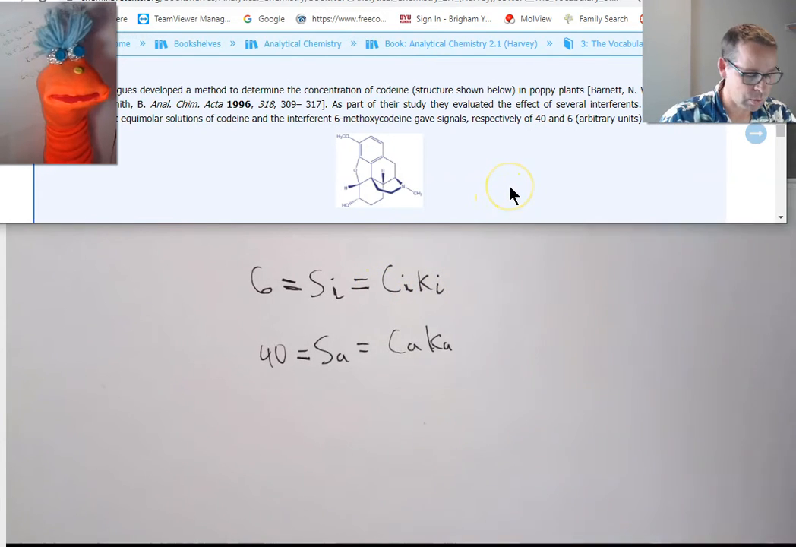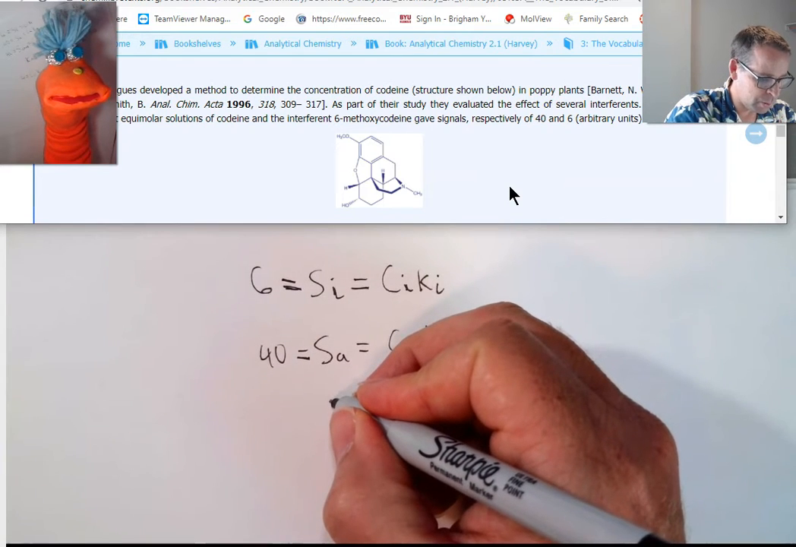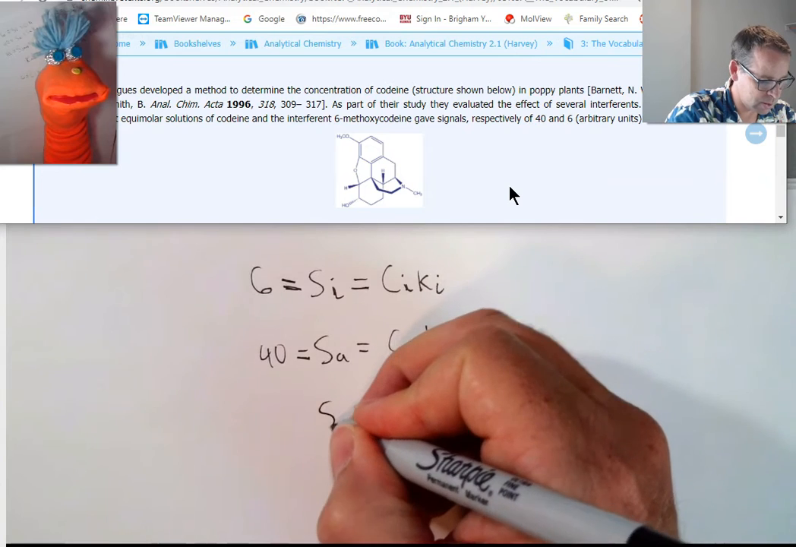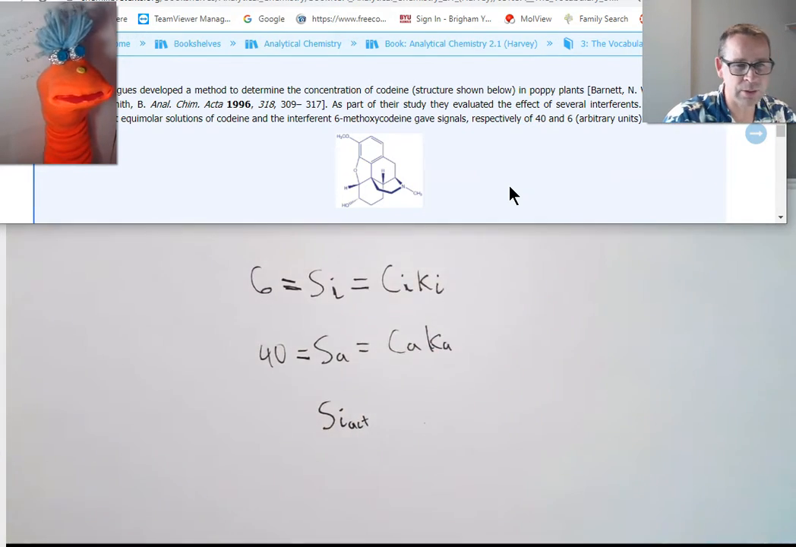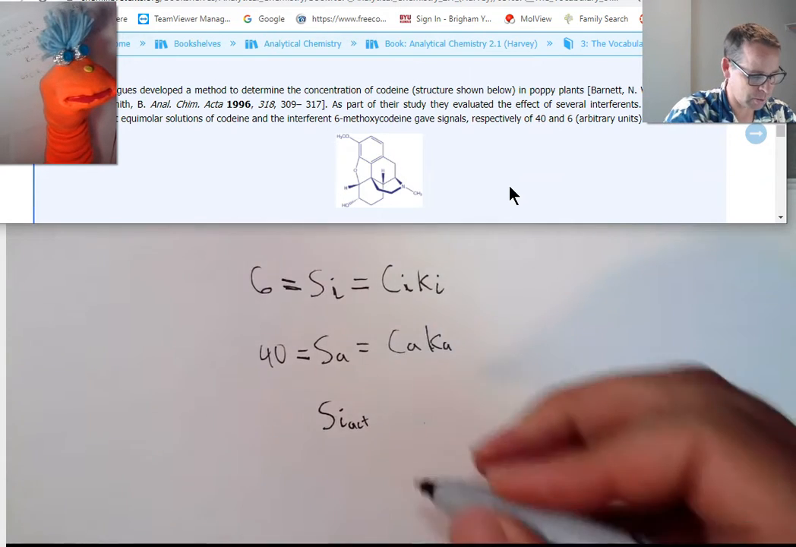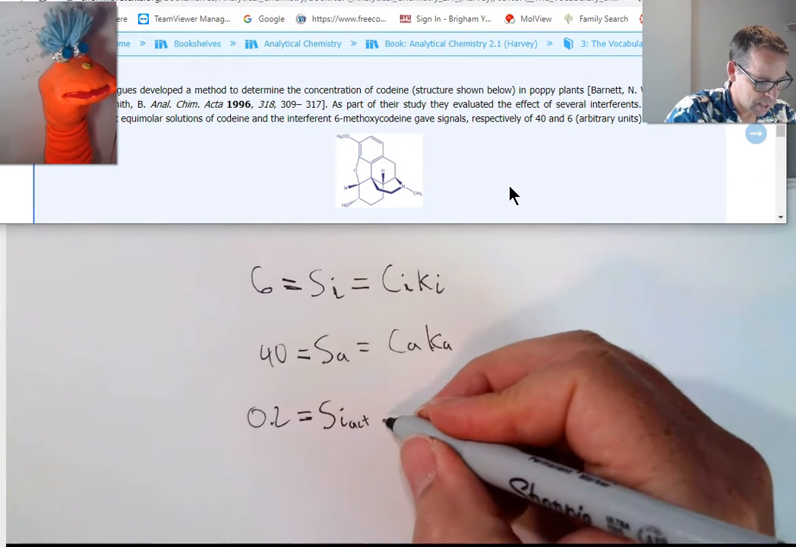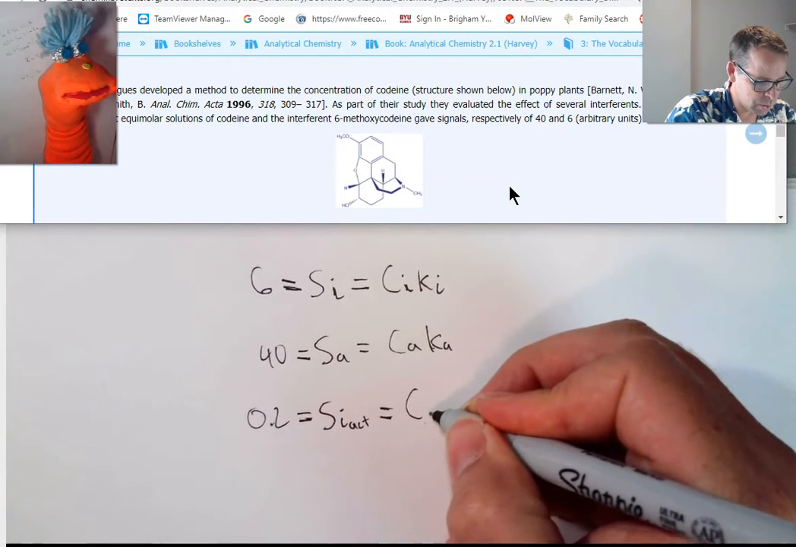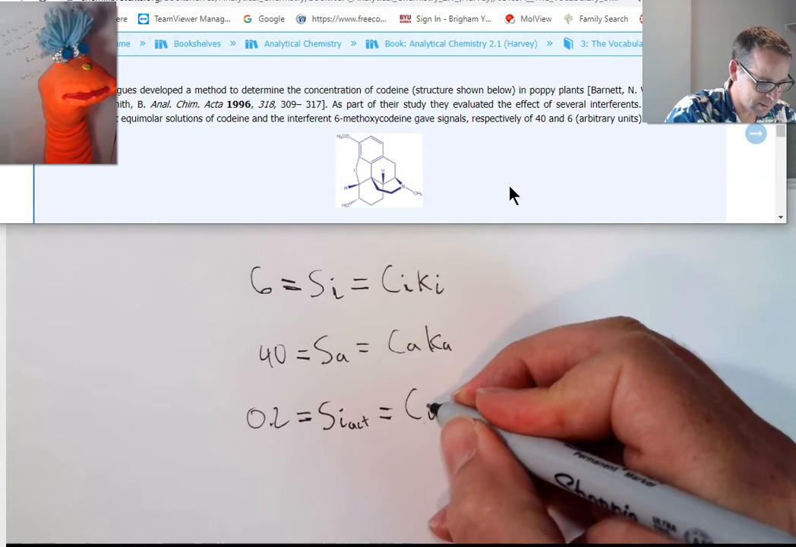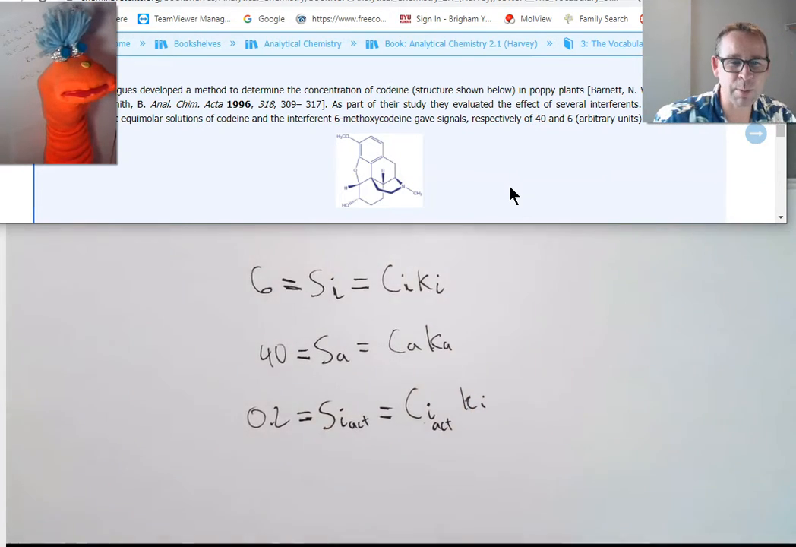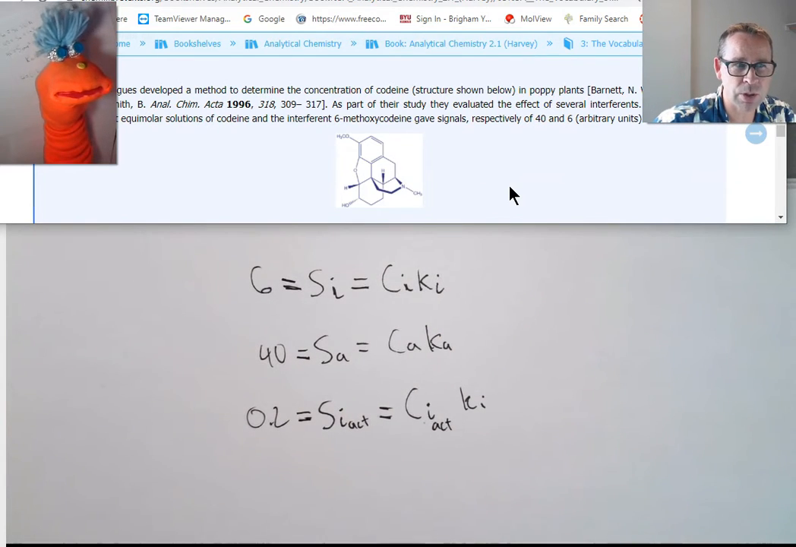Okay, so what I want, the acceptable signal from the interferent, is not 6, but 0.2. And that is going to occur, this Ki is the same, when this is at an acceptable concentration. And that's what we're trying to figure out. What is the acceptable concentration?